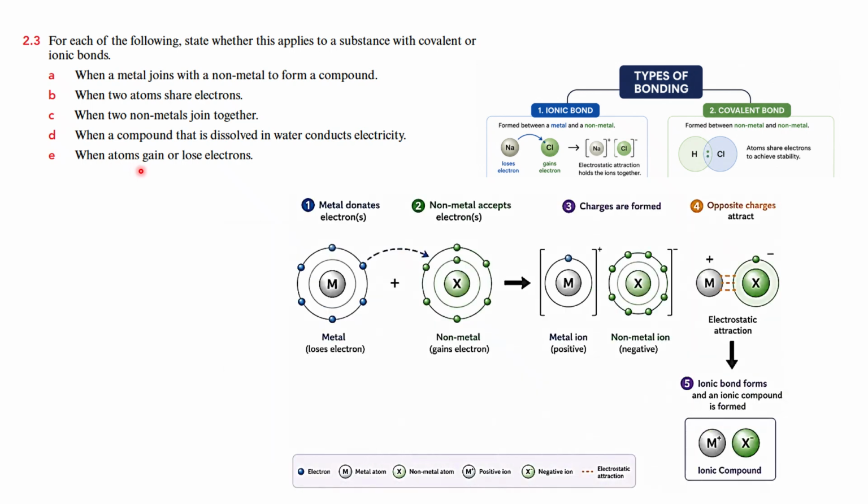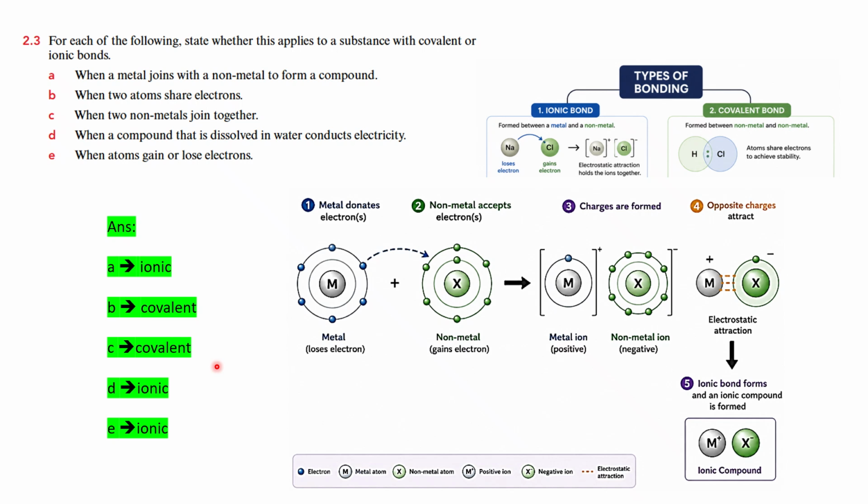Now the next question is when atoms gain or lose electrons. This is the same thing that we have discussed in the first one. Here we have an atom which is losing an electron. Here is an atom which is gaining that electron, resulting in formation of a cation and an anion, which then attract each other via electrostatic forces of attraction, which is nothing but ionic bonding. So in conclusion, we can write these as an answer for this question.